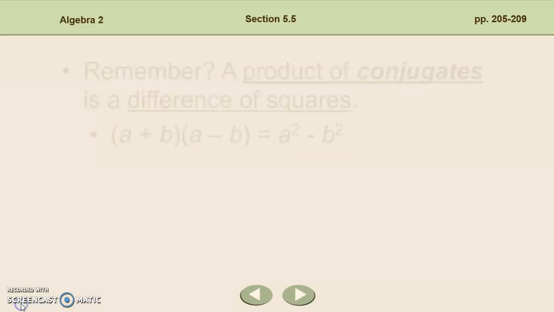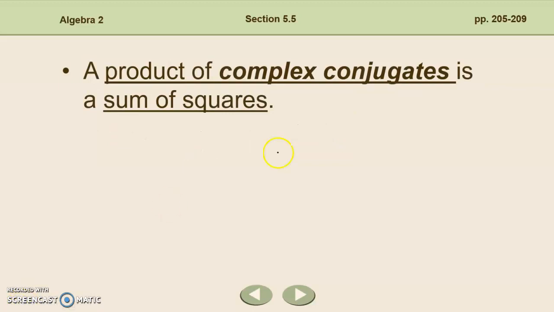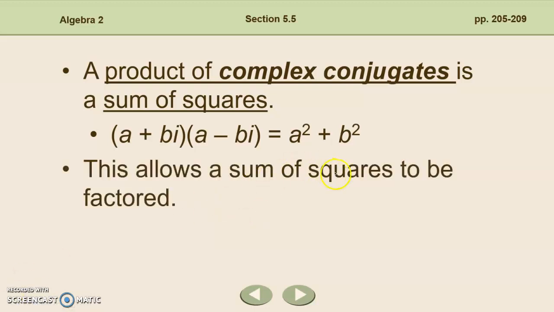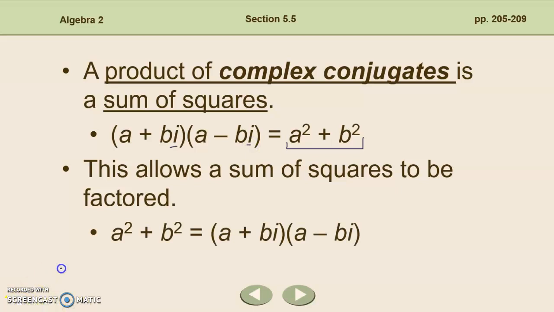So let's take a look at that now. A product of complex conjugates is the sum of squares. (a plus bi) times (a minus bi) equals a squared plus b squared. This allows a sum of squares to be factored. So if we do see a sum of squares that we need to factor, we can factor it, but we're going to have to use our complex numbers here. Okay, a complex number factoring a sum of squares, a squared plus b squared, would take us back to this a plus bi and a minus bi as our two factors.